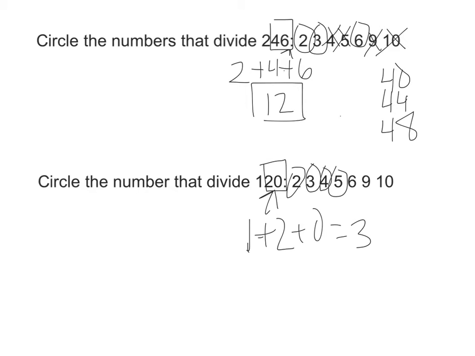It worked for both 2 and 3, so it's going to work for 6. It adds up to 3. Is 3 a multiple of 9? No, so it doesn't work for 9. But it ends with a 0, so it works for 10.